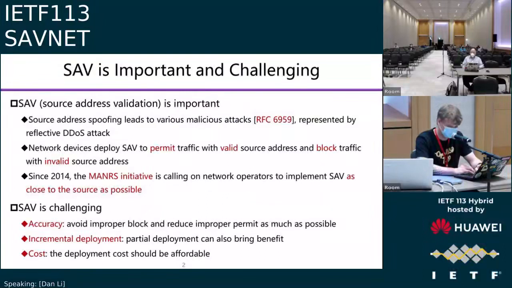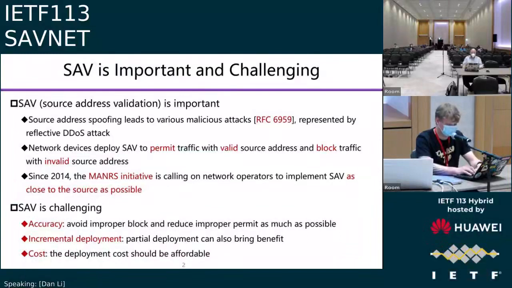So we all know that source address validation, or SAV, is an important problem for the internet. RFC 6959 makes a very good documentation of the various malicious attacks that may come from source address spoofing, especially represented by reflective DDoS attack. To deal with source address spoofing, network operators need to deploy SAV mechanisms on network devices in order to permit traffic with valid source address and block traffic with invalid source address.